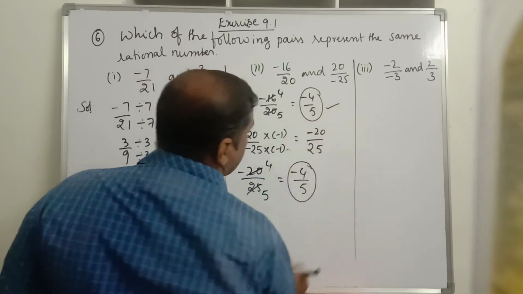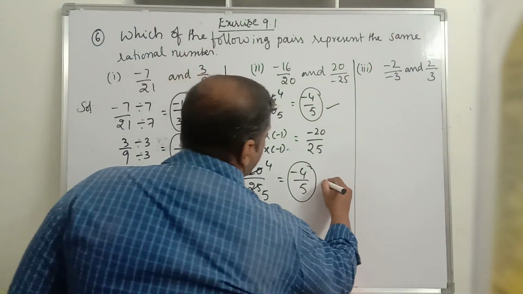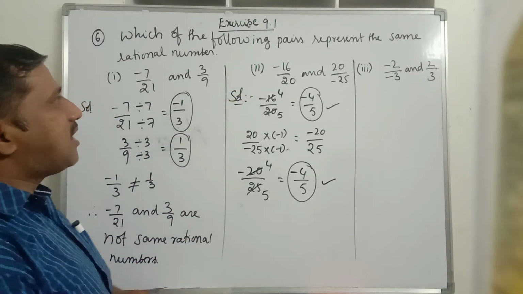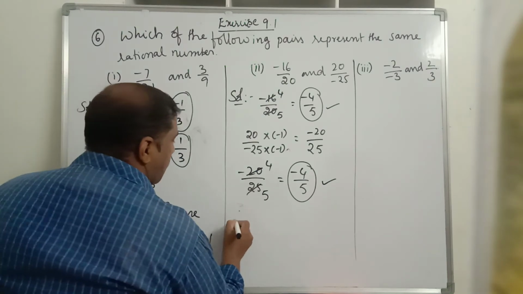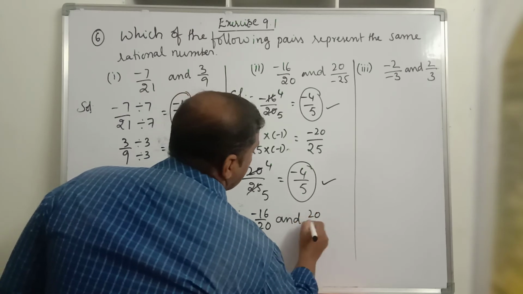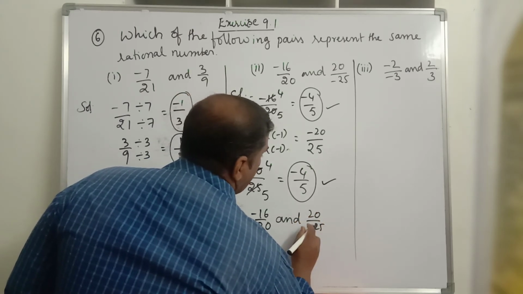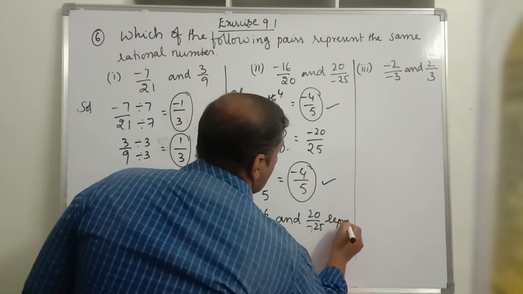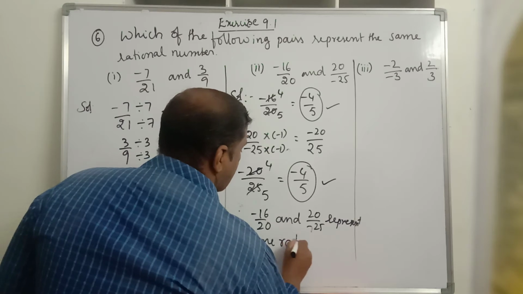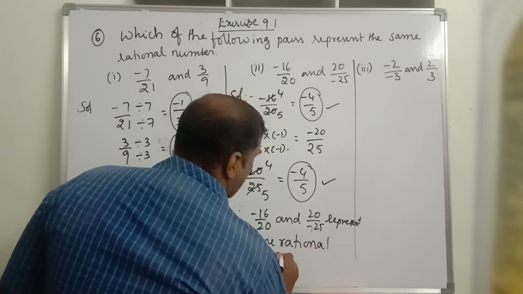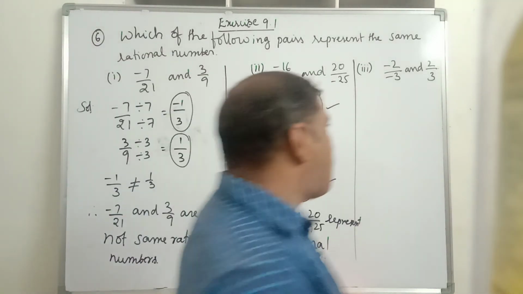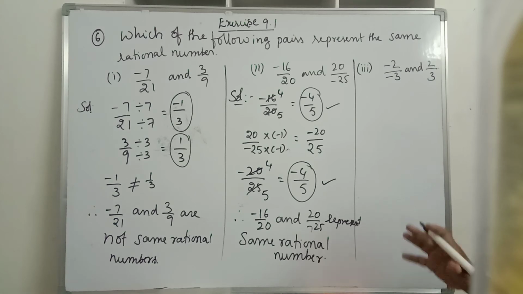The first rational number is representing minus 4 by 5. The second rational number is also representing the same rational number. Therefore what can we say? The given two rational numbers represent the same rational number. Therefore minus 16 by 20 and 20 divided by minus 25 represent the same rational number. So what is the concept here? We have to reduce the given rational numbers to the standard form. Then we need to compare them, whether they are equal or not.